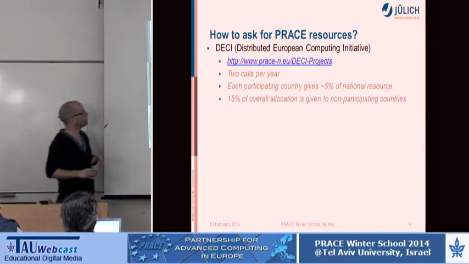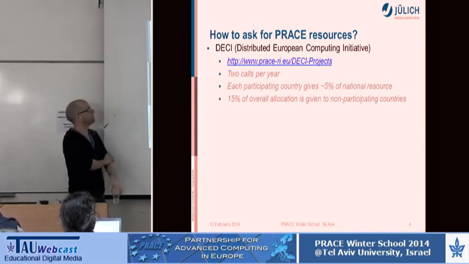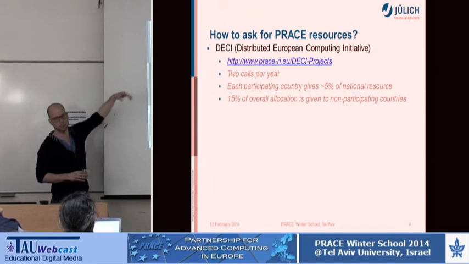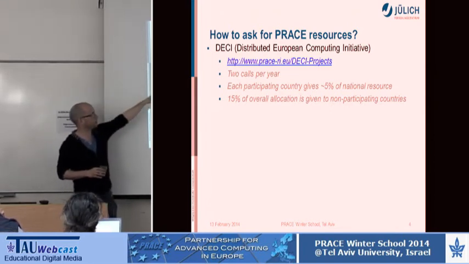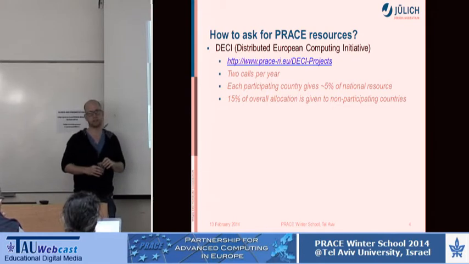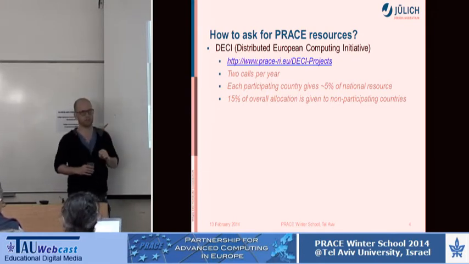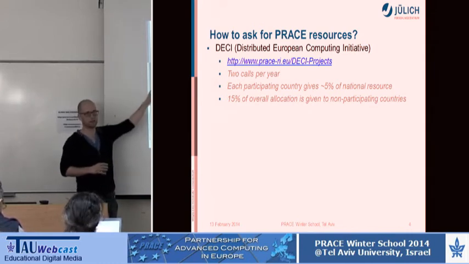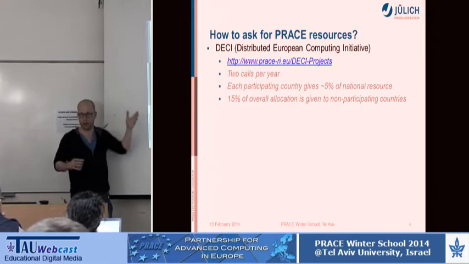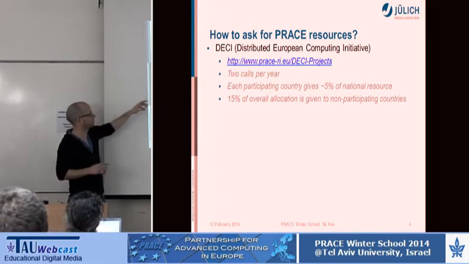The first step would be maybe the DECI calls. That's the link up there. All the links are in the slides. They have 2 calls per year. Each participating country gives 5% of their national resources. I don't exactly know how it works in the case of Israel because you don't actually have a national resource. So I don't know if you're considered a contributing country in this case. I don't know, actually. I don't exactly know how it works.